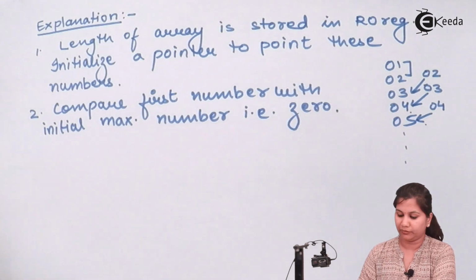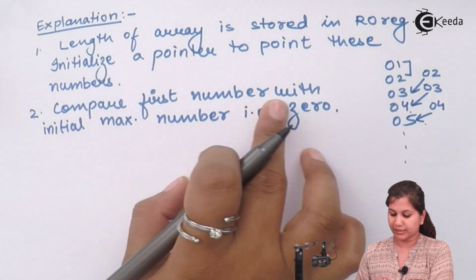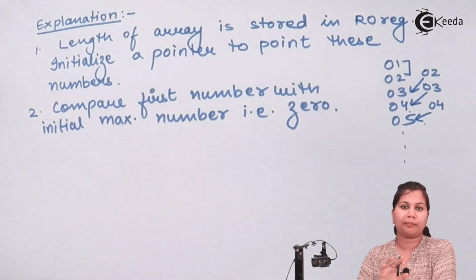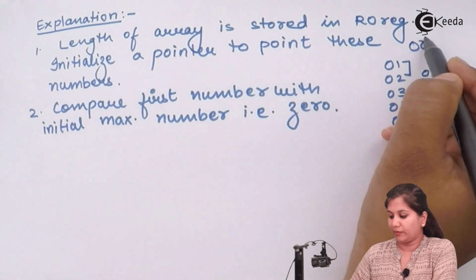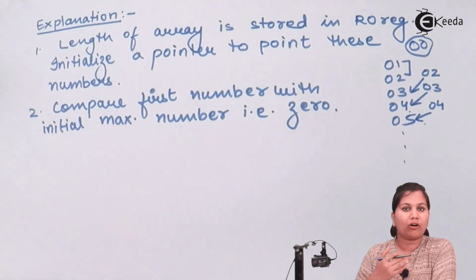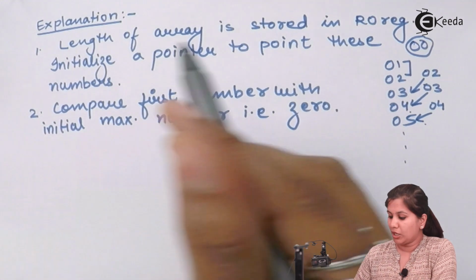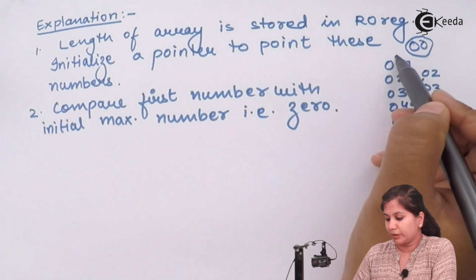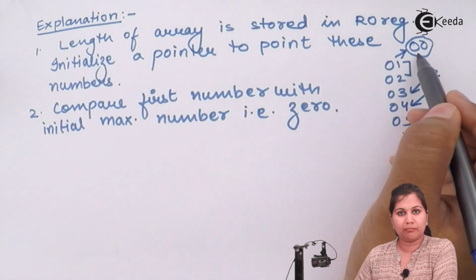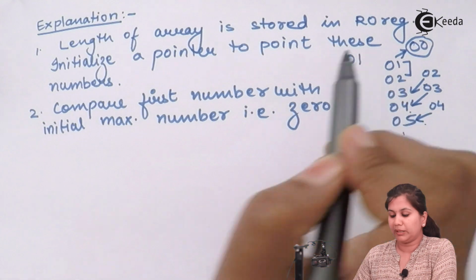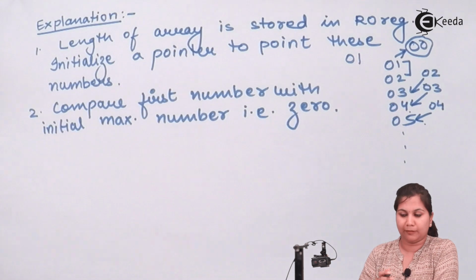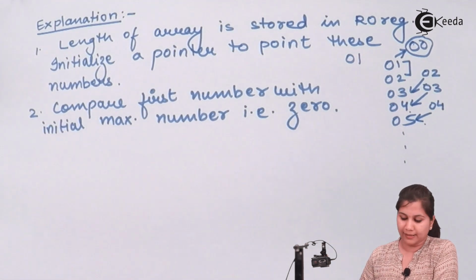Here we compare the first number with the initial maximum number, which is 0. We have initialized the maximum number to the value 0. Every number will be either greater than 0 or equal to 0. So we first compare the first number with the initial maximum number 00. Out of them 01 is the maximum, so 01 becomes the next maximum number. Now this number will be compared with the second number. In this way the comparison is made.